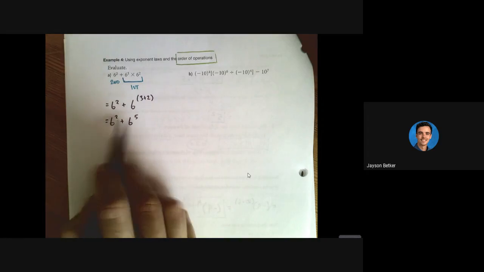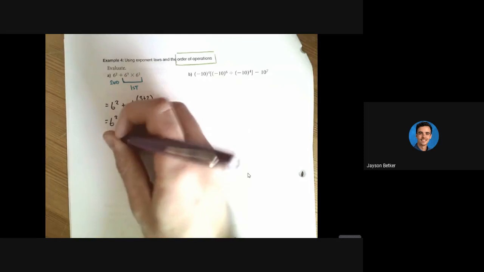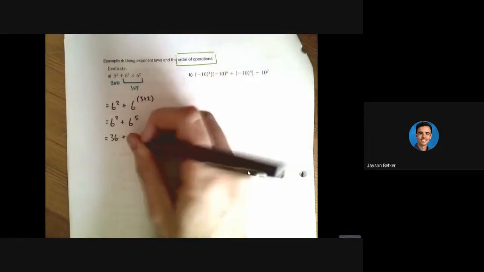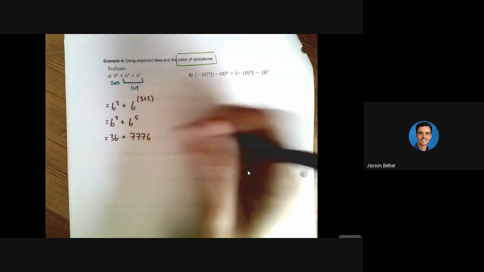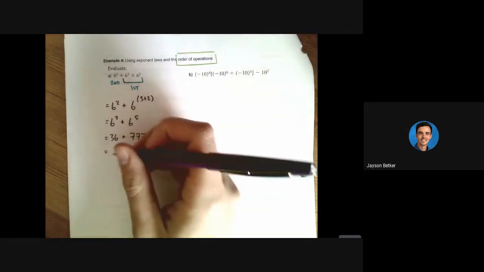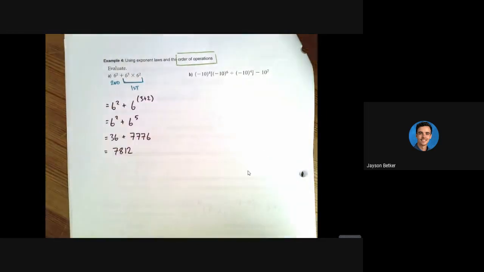There's no exponent law for this part. So don't get confused and think that now you have to add the 2 and the 5. No. Now we can use our calculators for this part. We don't for that one. That one's just 36. Plus 6 to the 5. 6 to the 5 is a big number. Should be 7,776. It's a cool looking number. And then we add these up. So our final answer becomes 7,812.